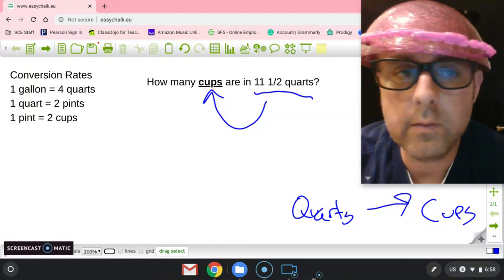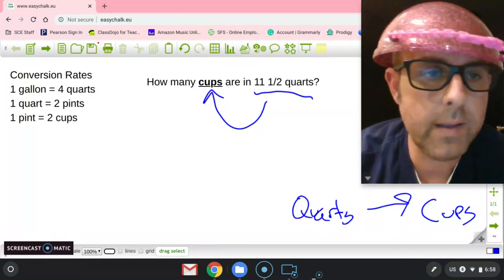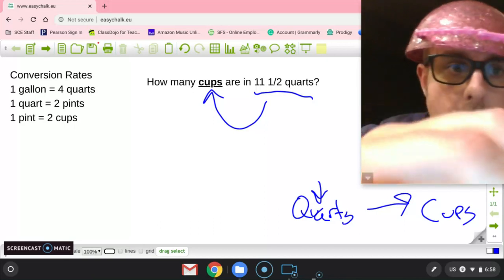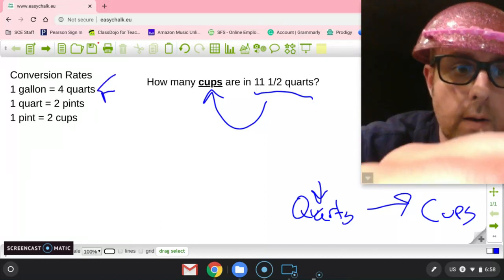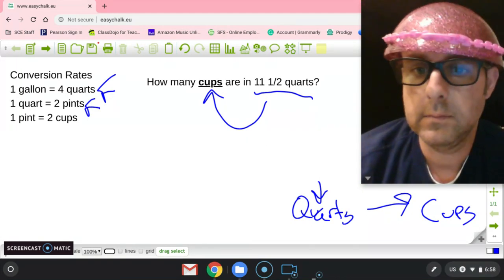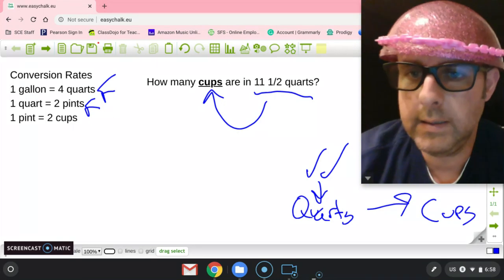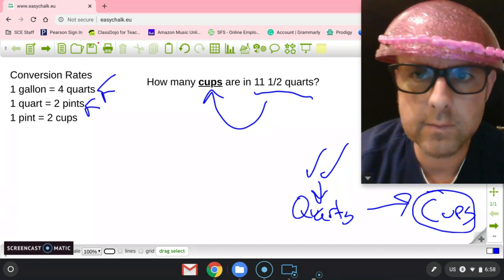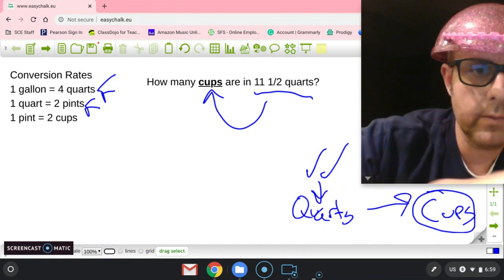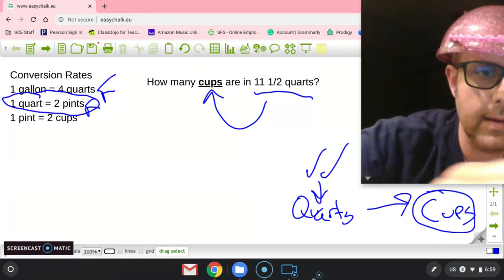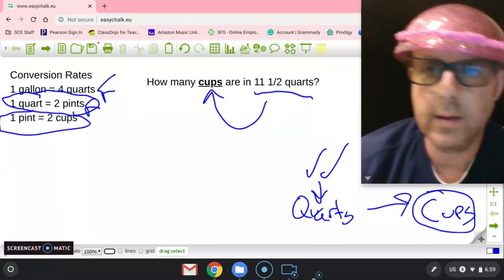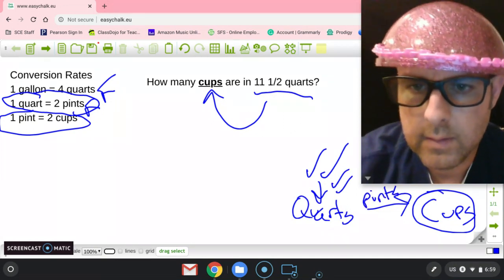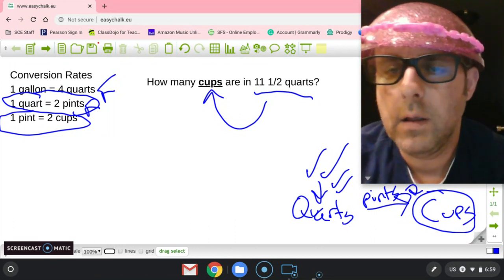We have gallon to quarts, we have quarts to pints, and we have pints to cups. Well, if we're starting with quarts, I have two choices. I have quarts to gallons, or I have quarts to pints, right? Both of these have quarts in them, but neither one of them has cups. So let's look at what else they give us. They give us pints to cups. Oh, so if I look here, I can go from quarts to pints, and then I can go from pints to cups. So my roadmap is I start with quarts, I go to pints, and then I can go to cups. That's how we have to do that.